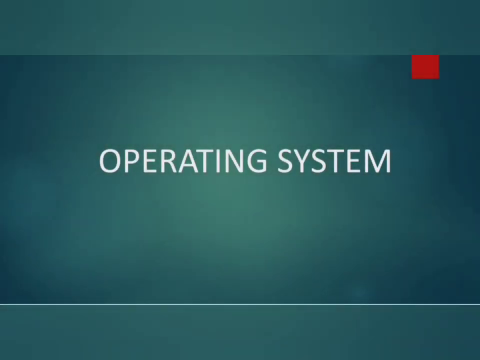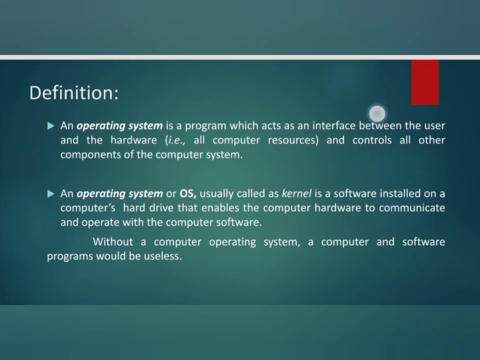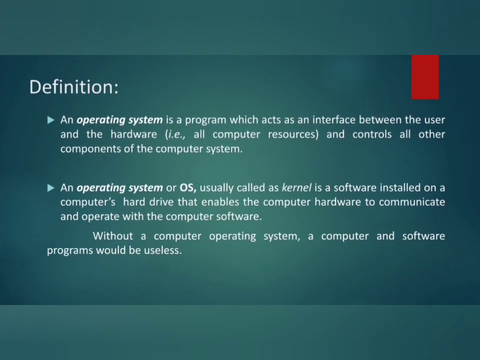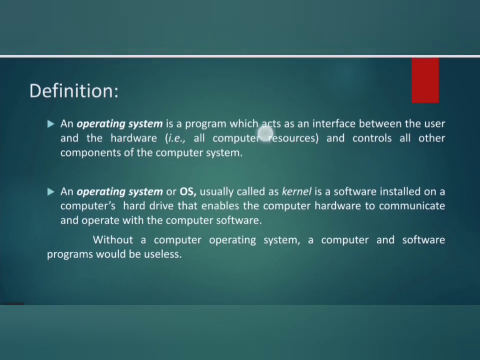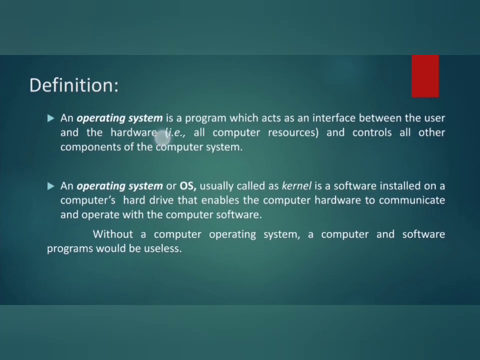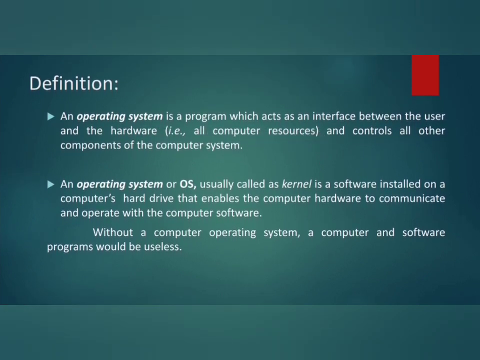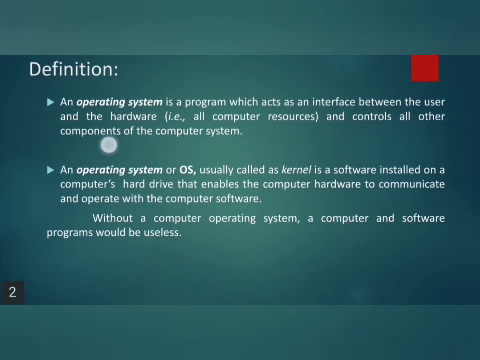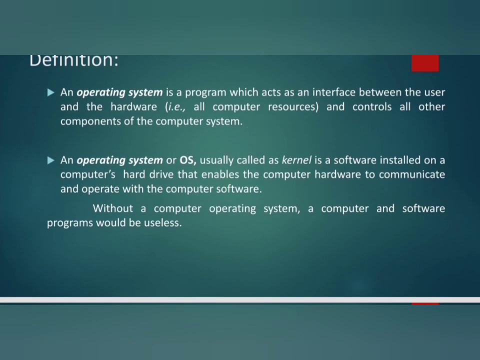So we will go for operating system now. First we'll go for the definition of operating system. Here we can see it's written, an operating system is a program which acts as an interface between the user and the hardware, that is all computer resources, and controls all other components of the computer system.